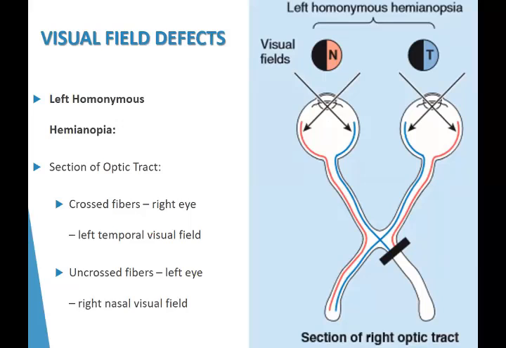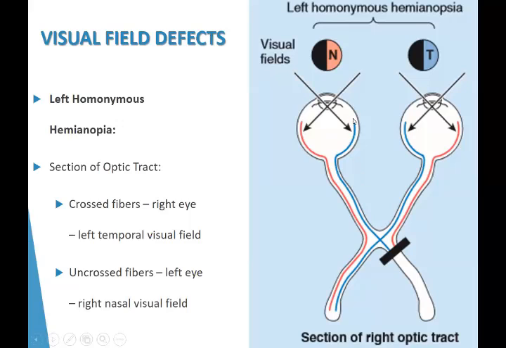Okay, now what will be the result? You know that the image of the nasal half of the visual field is appreciated by the temporal half of the retina. So on this damaged side, the nasal visual field is gone because it is forming an image on the temporal half of the retina, and the temporal half of the retina is gone.